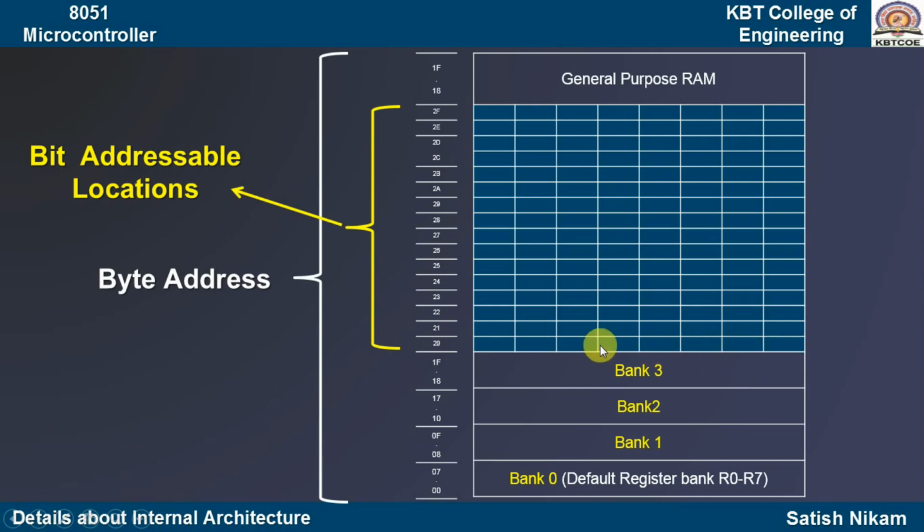This is 02, 03, 04, 05, 06, 07. Next memory location 21 LSB bit, it is 08, 09, 0A, 0B, 0C, 0D, 0E, 0F, 10, 11, 12, 13, 14, 15, 16, 17. This way we are having an address for every cell from the bit addressable area.